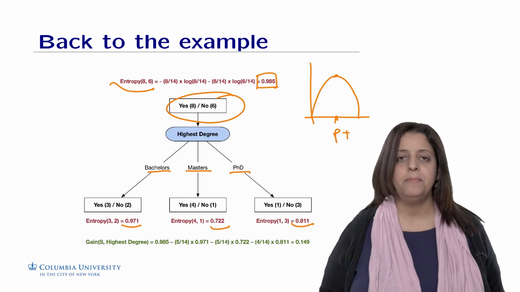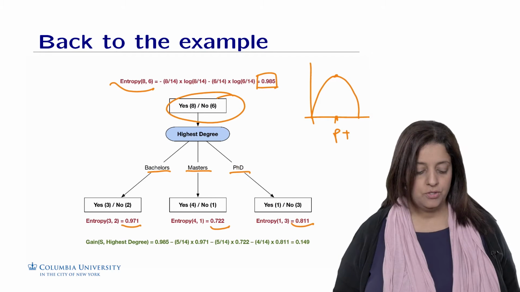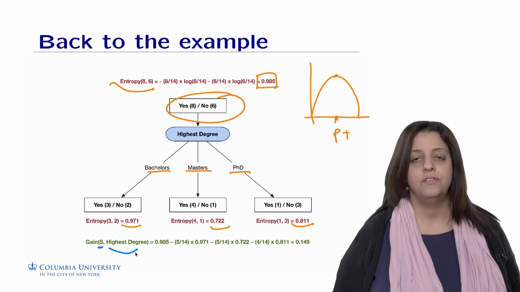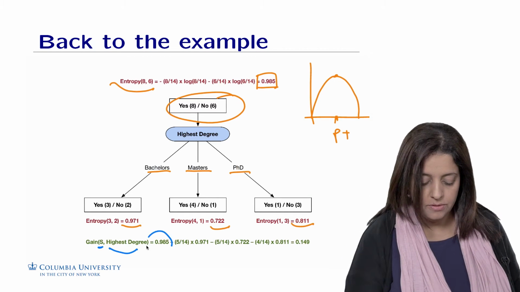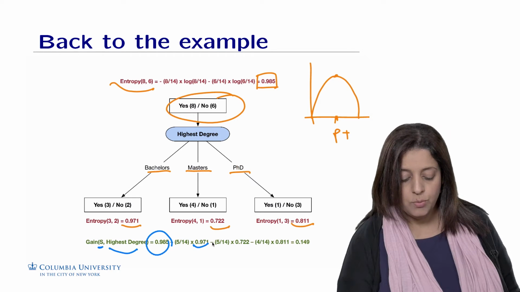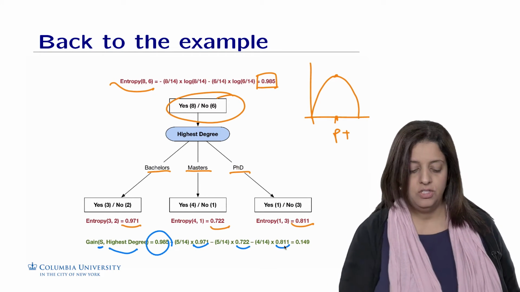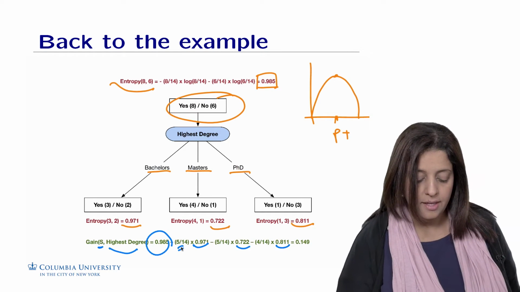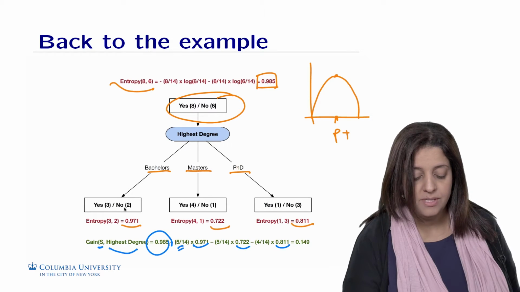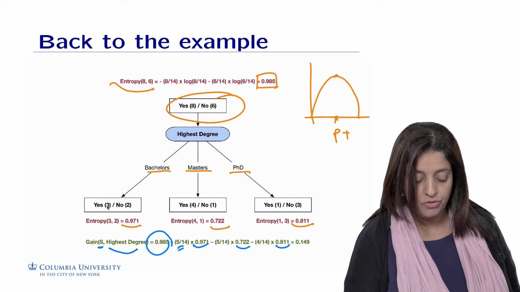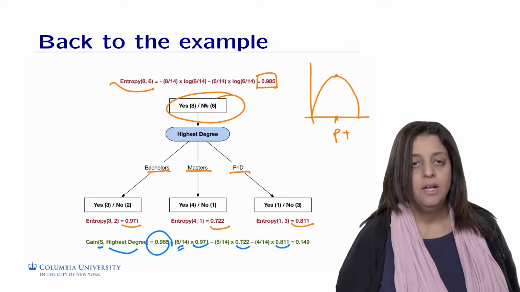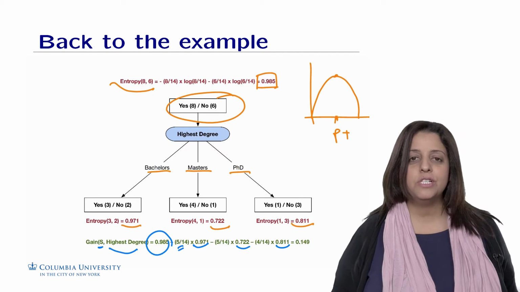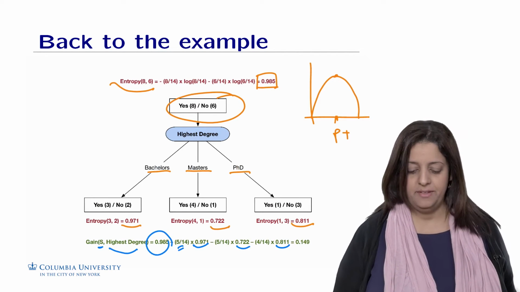Now that we have calculated the entropy at each of the nodes, we're going to see how much gain we obtain by splitting the root based on this feature. The gain at the root node based on the feature highest degree will be equal to the entropy at the root minus the entropy at each of the children, each of which is weighted by the proportion of the number of examples divided by the total number of examples. For the first node, for example, we have 5 examples among the 14 examples initially. This gives us a gain of 0.149, which corresponds to how much we gain if we split by this feature.